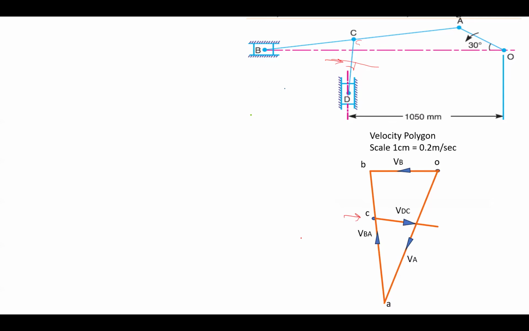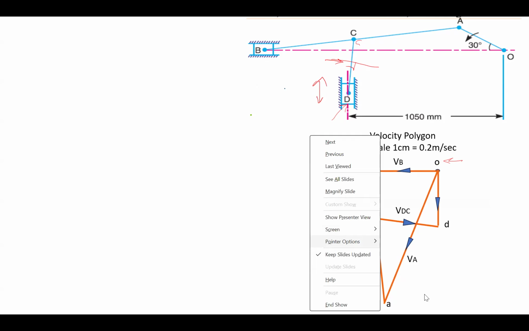After drawing that CD vector in the velocity polygon, the next link is the slider D. Slider D has its line of stroke in a vertical manner. So as we discussed previously, the velocity vector of the slider is drawn from the pole O. Here the line of stroke of the slider is vertical. So draw the vertical line from O which cuts the previous vector of the DC link. And that point will be the D point. So here ends the velocity diagram of this.